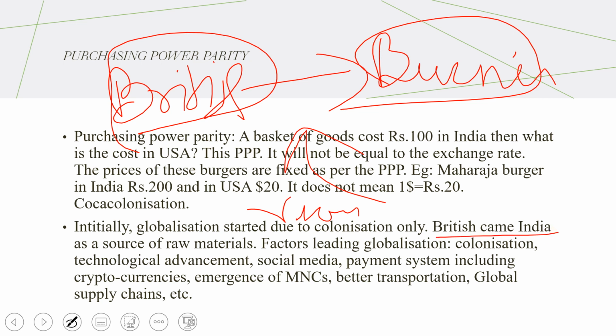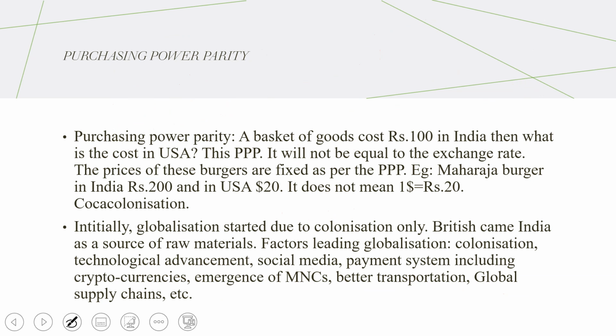So the British came into India as a source of raw materials. Factors leading to globalization include colonialization, technology advancement, social media, payment systems including cryptocurrency, emergence of MNCs, better transportation, global supply chains and all. These are the current situations giving examples of globalization. The British came into India at a time when the laborers present in India were cheap and skilled.